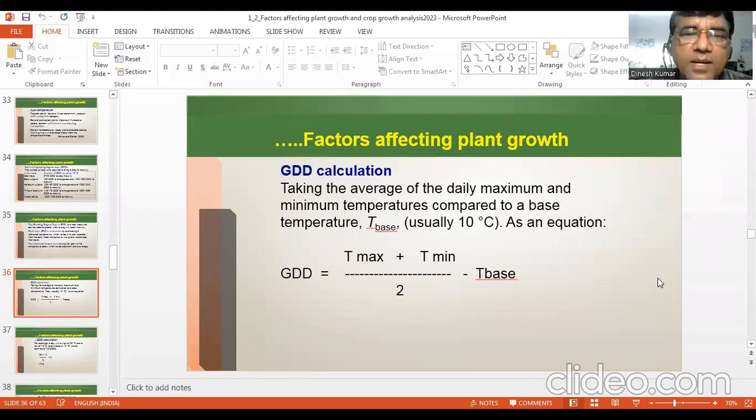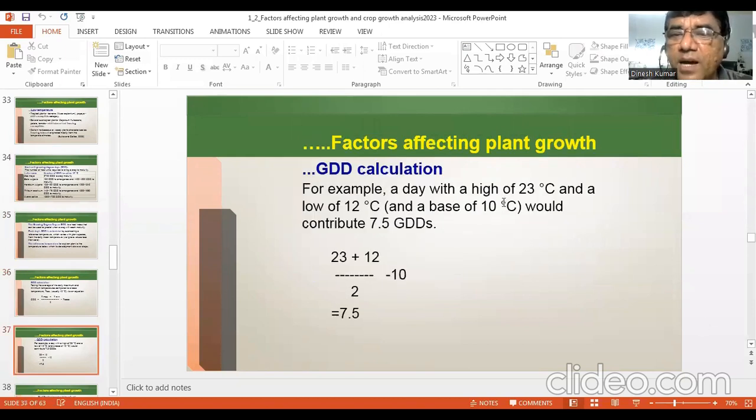So it can be calculated taking the average of the daily maximum and minimum temperature compared to a base temperature, usually 10 degrees centigrade, as an equation: (T max plus T min) divided by 2, minus T base. You can understand with an example: a day with maximum temperature 23, minimum 12, and base 10 degrees centigrade. You calculate (23 plus 12) by 2 minus 10, so you get 7.5.